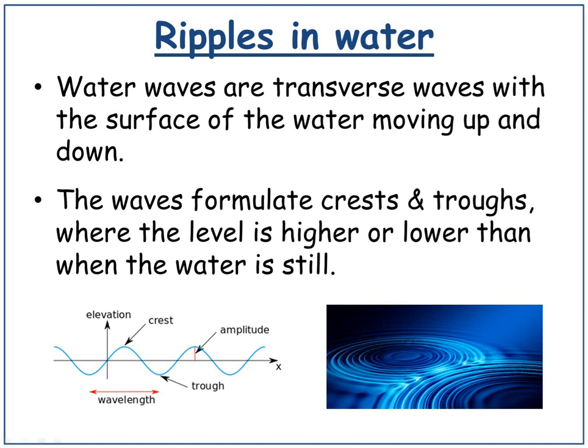So the crests are the tops of the waves, troughs are the bottom, wavelength is trough to trough, and the amplitude is half the height of the wave.